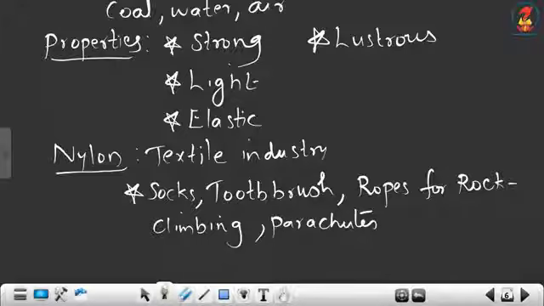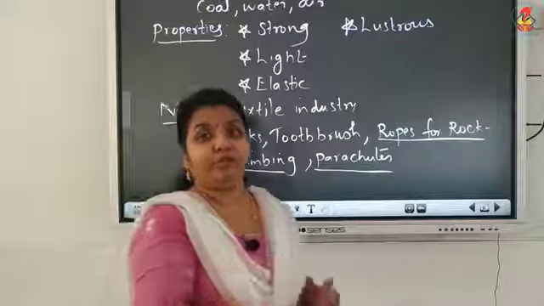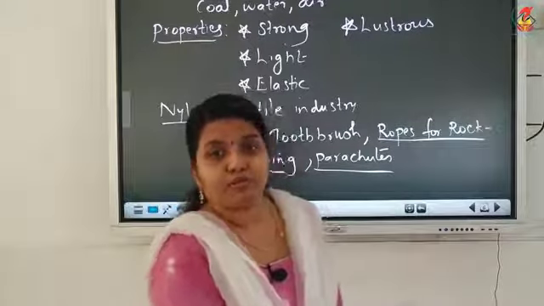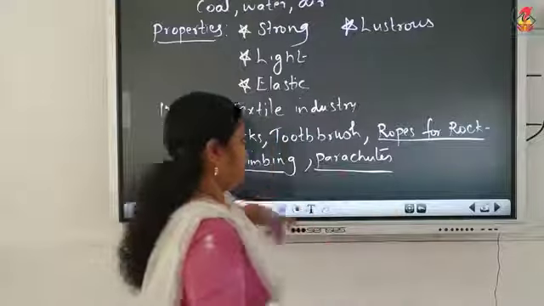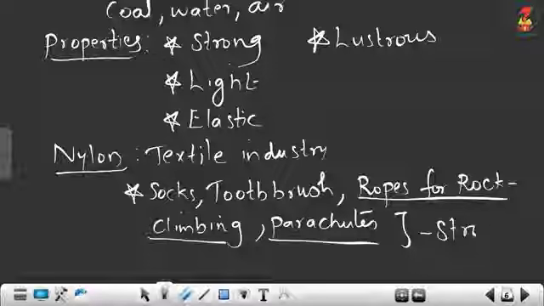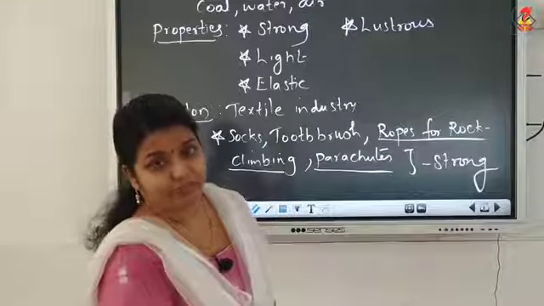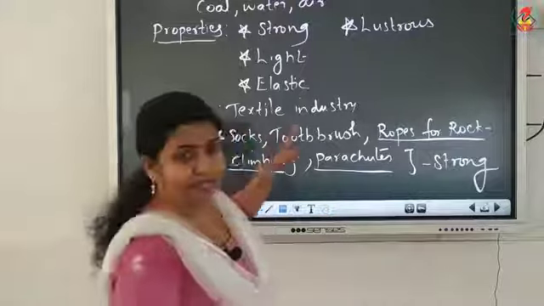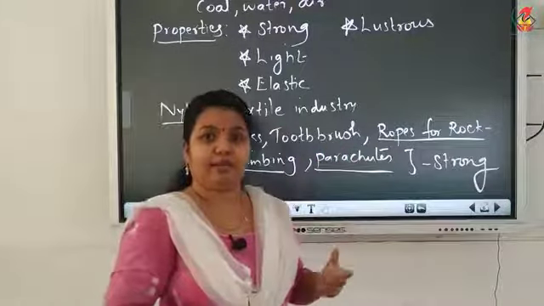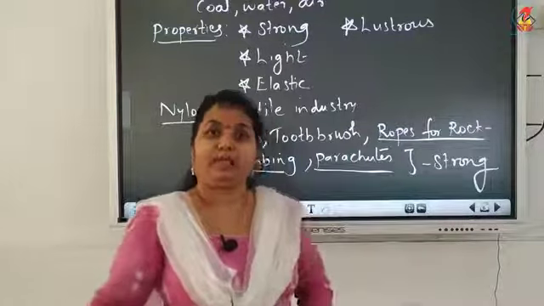So why is nylon used for making ropes for rock climbing and parachutes? Which property of nylon makes it suitable? Nylon fibers are extremely strong. This is an important question. Give reason why nylon fibers are used for making ropes for rock climbing and parachutes: because nylon fibers are extremely strong. So, in addition to use in the textile industry, nylon is widely used in other areas too.